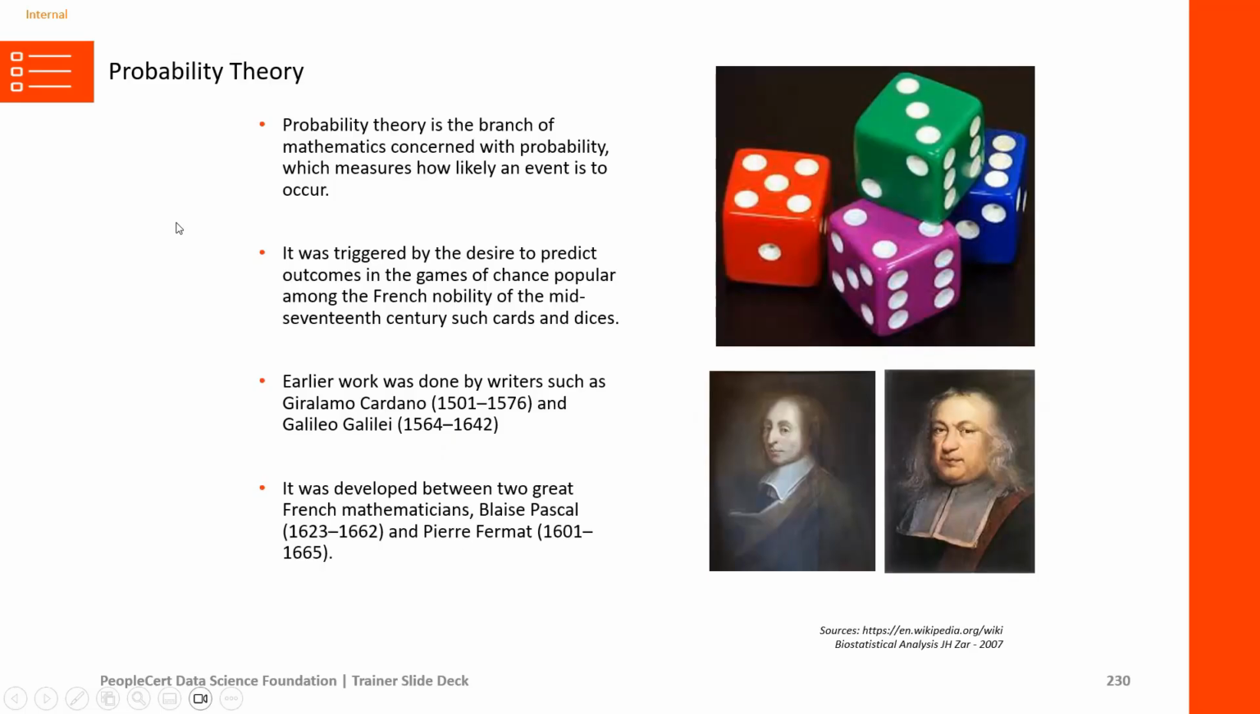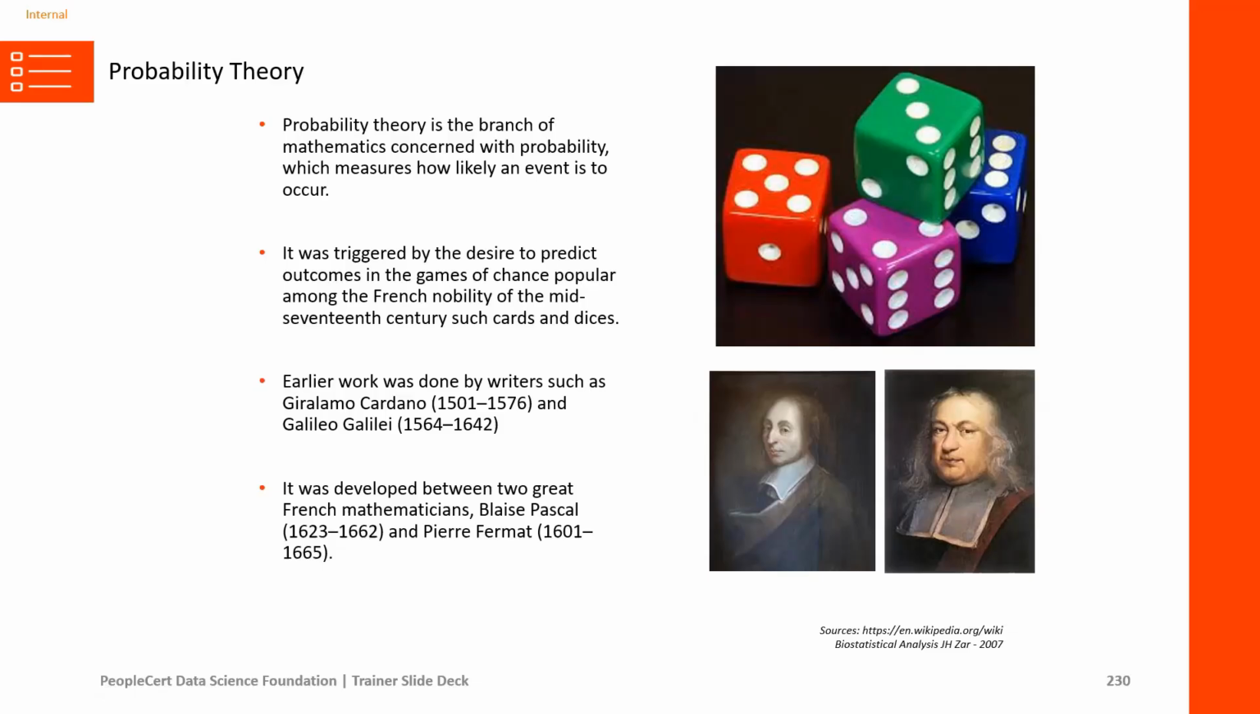Now let's look at probability theory. Probability theory is a branch of mathematics concerned with probability, which measures how likely an event is supposed to occur. It was triggered by the desire to predict the outcome in the games of chance popular among the French nobility of the mid 17th century, such as cards or dice.